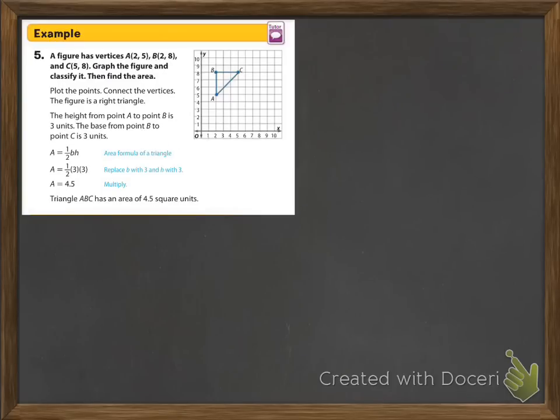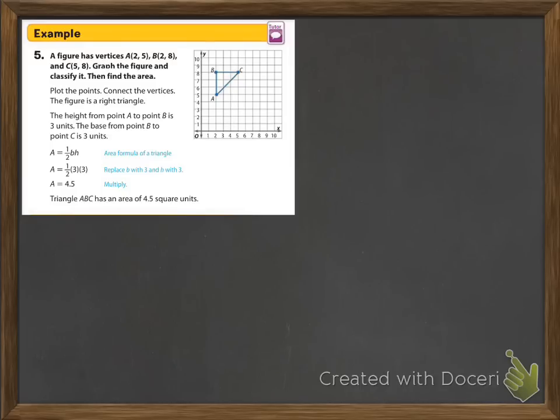Now we're looking at textbook page 708. We are in the home stretch, ladies and gentlemen. Let's go ahead and try and make our way through this last example. So for the example here, you can see it says a figure has vertices, and it gives you the vertex points A, B, and C. Then it says to graph the figure.